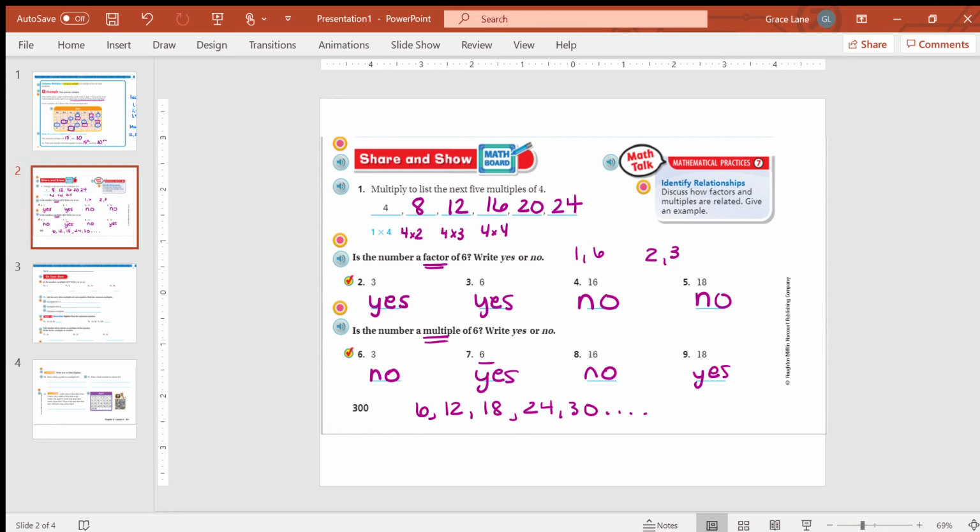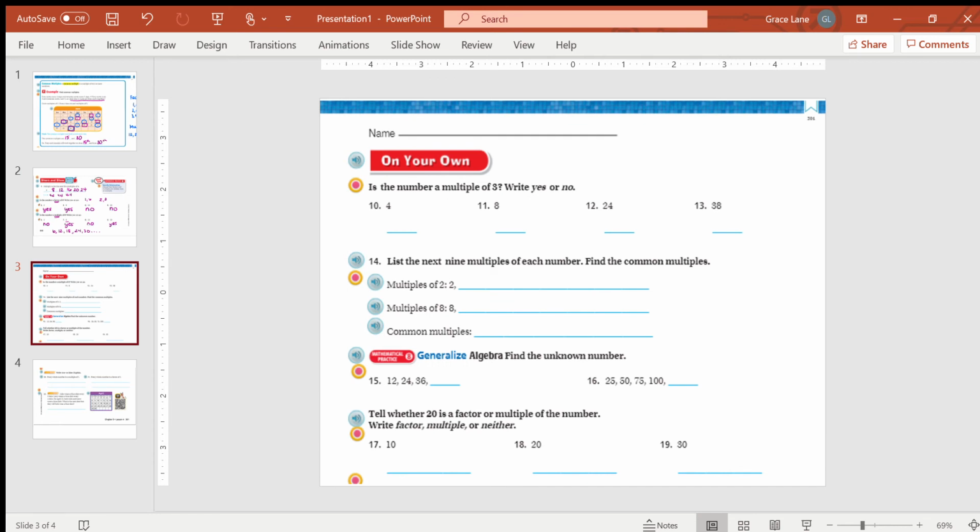All right, go ahead and look at page 301. Again, if you're feeling pretty good about this, go ahead and pause and check back in when you're done.